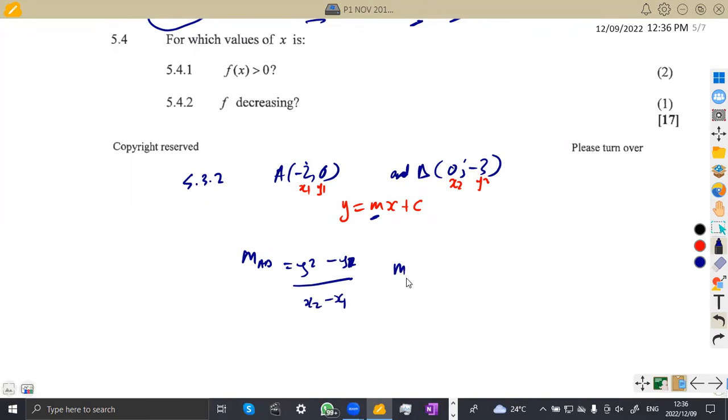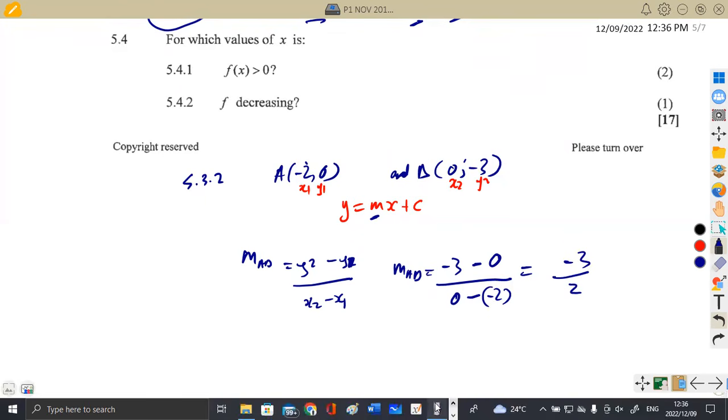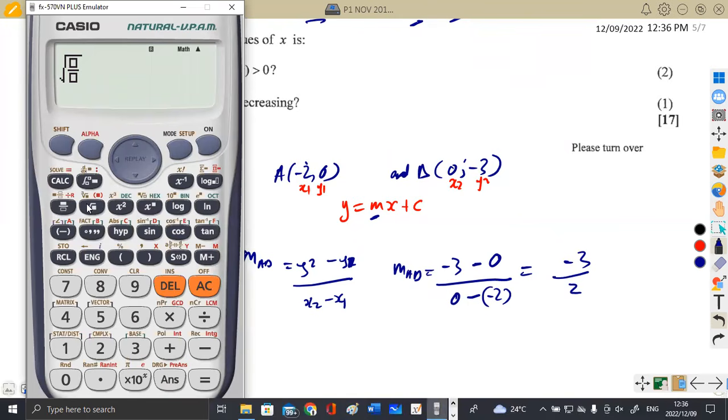All right, so we can substitute. The gradient of AD is equal to y2, which is negative 3, minus y1, that's 0, over x2, that's 0, minus x1, which is negative 2. So that's negative 3 over 2, which is okay, we can just use a calculator directly. If you are that person of a calculator, negative 3 minus 0 over 0 minus negative 2. That's negative 3 over 2.